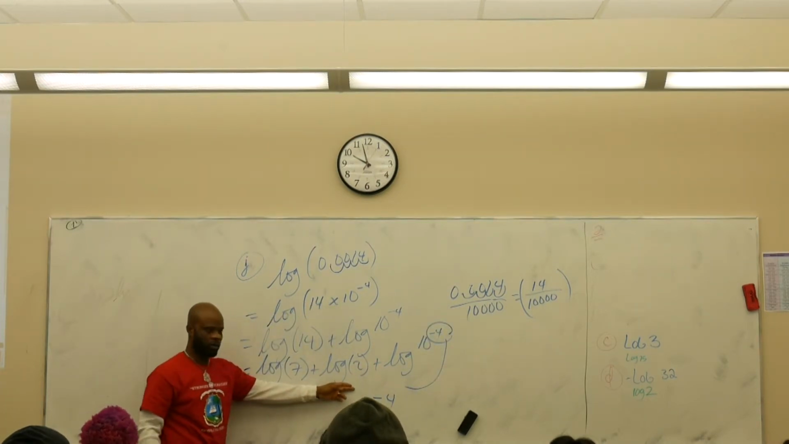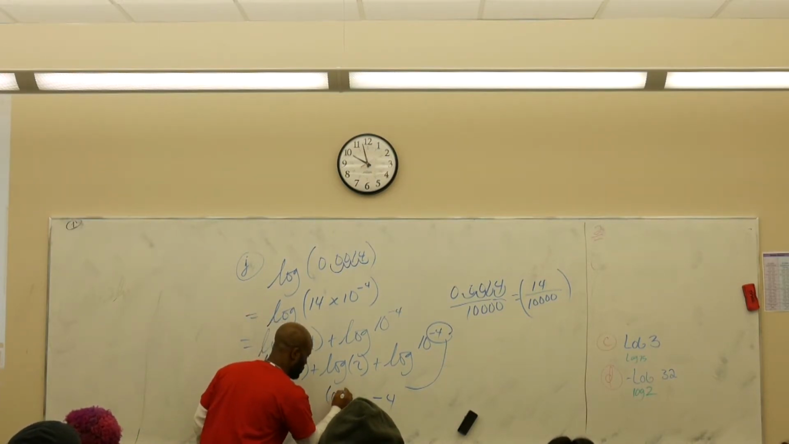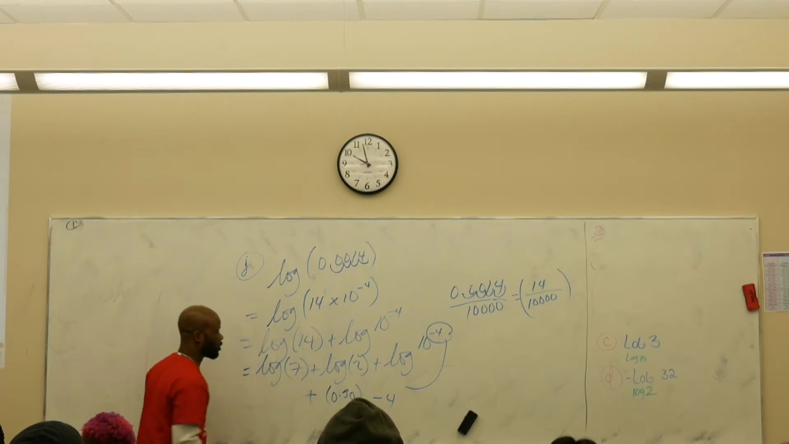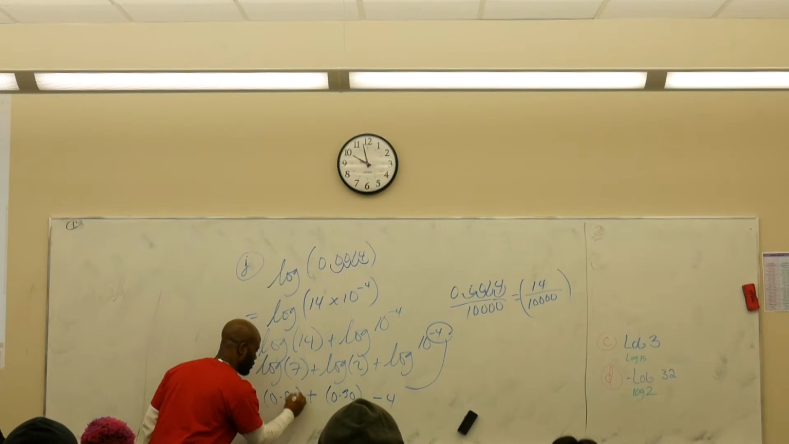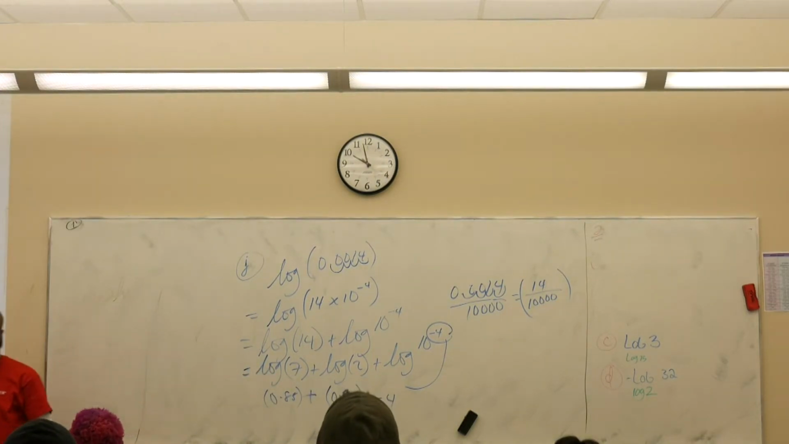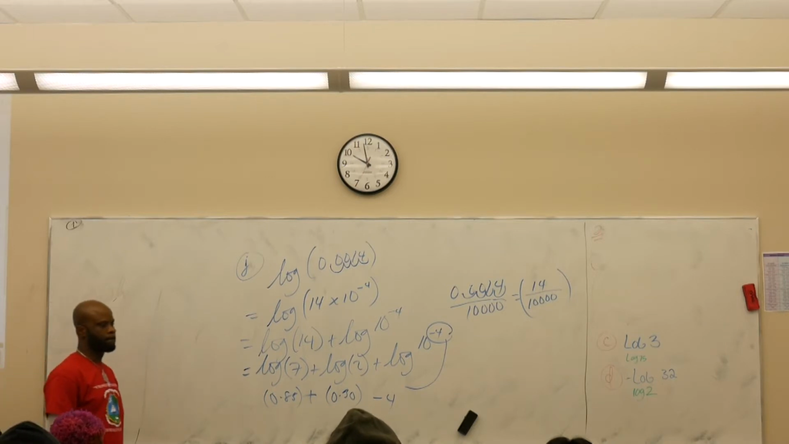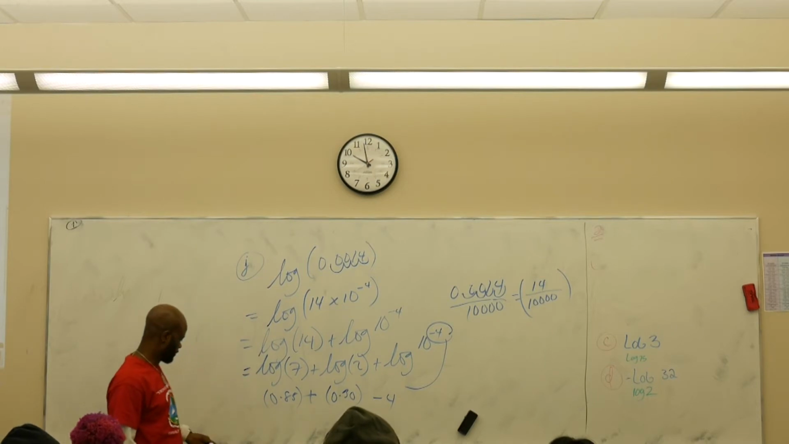We know the value of log of 2. What is it? 0.30. And the log of 7? 0.85. So you add these two, take it away from 4, or take 4 away from it. See that? So we will end up with a negative number because negative 4 is bigger than whatever 0.85 and 0.30 gives me, which is 1.15. Right? Is it 1.15? Okay.